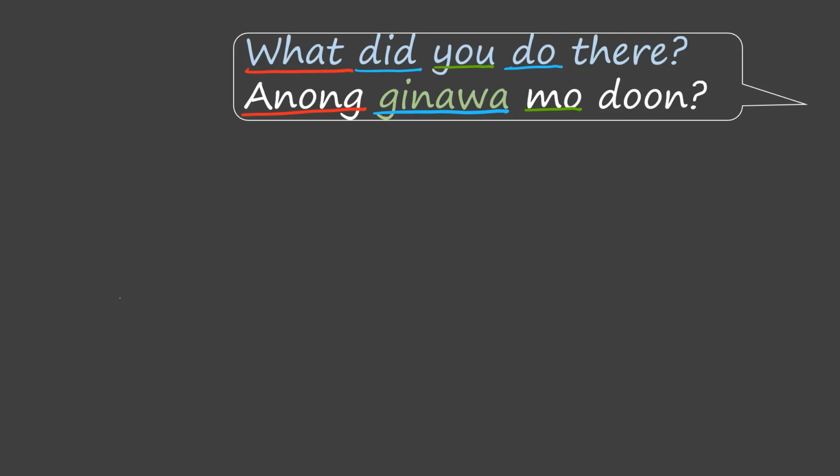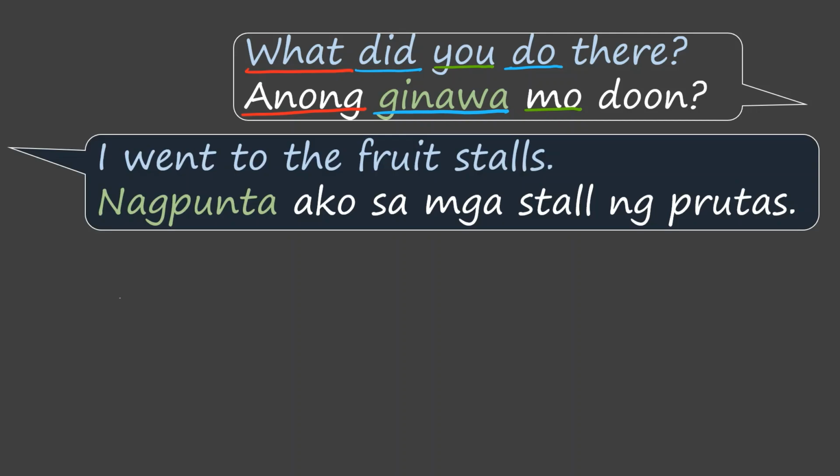And we know from previous examples that there is doon. I went to the fruit stalls. Nagpunta ako sa mga stall ng prutas. Went, nagpunta. To the, sa. Fruit, prutas. Stalls, mga stall. We use the English word stall even in the Filipino version because that is what we will tend to use in everyday Filipino. And nang, the word ng is there as a connector between fruit and the stall.